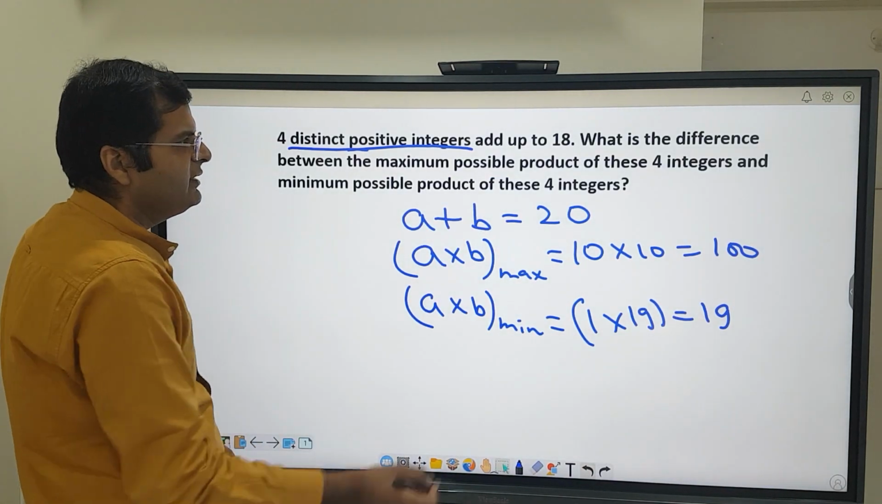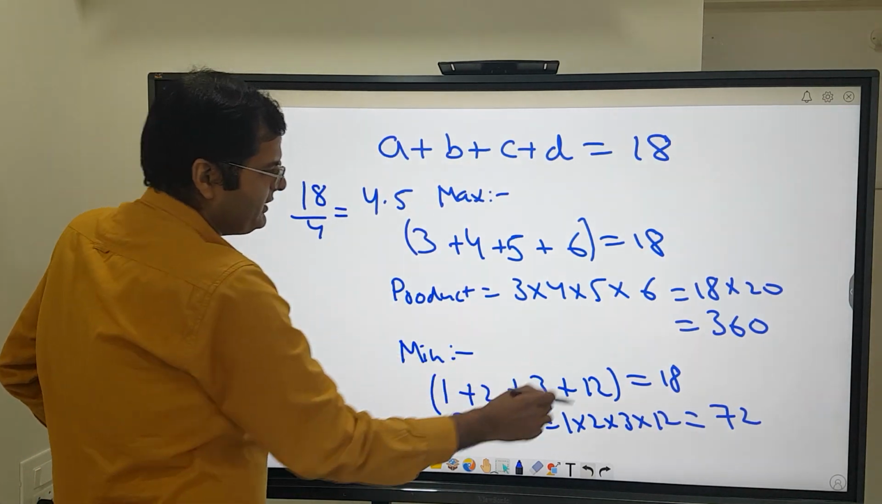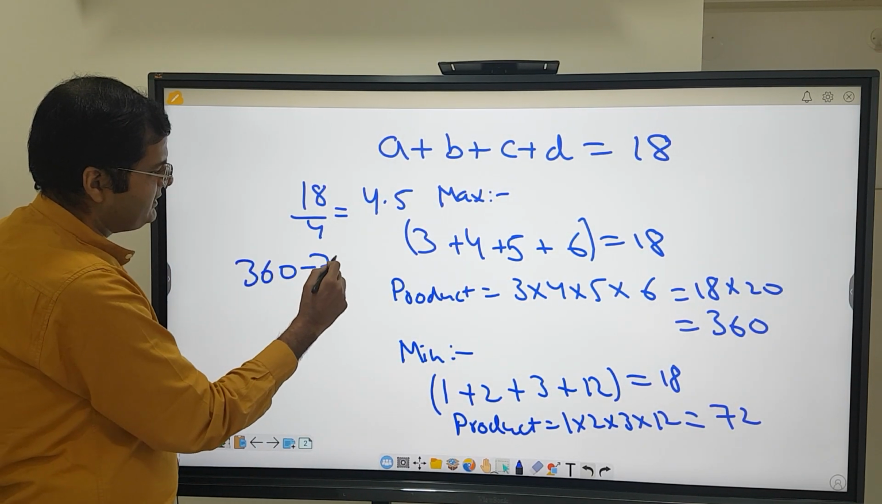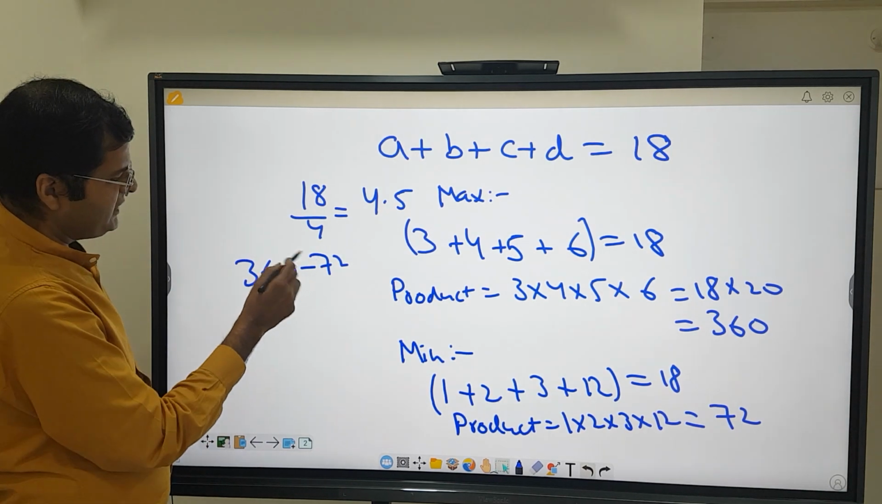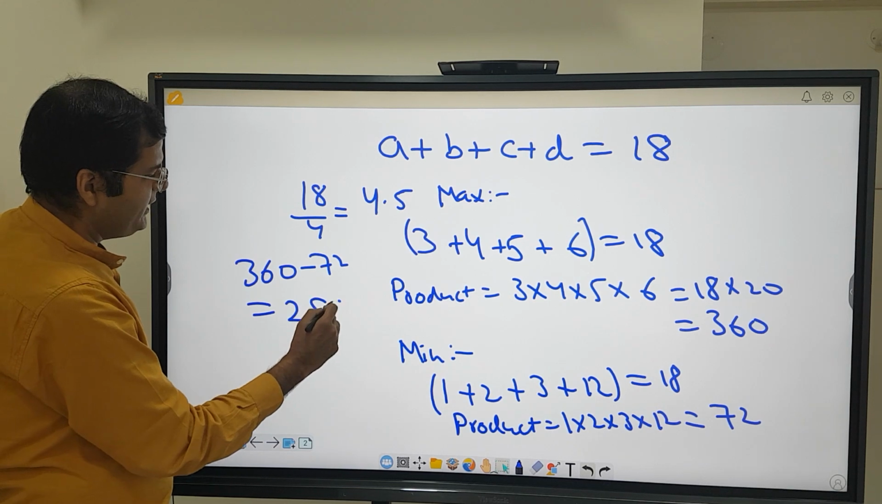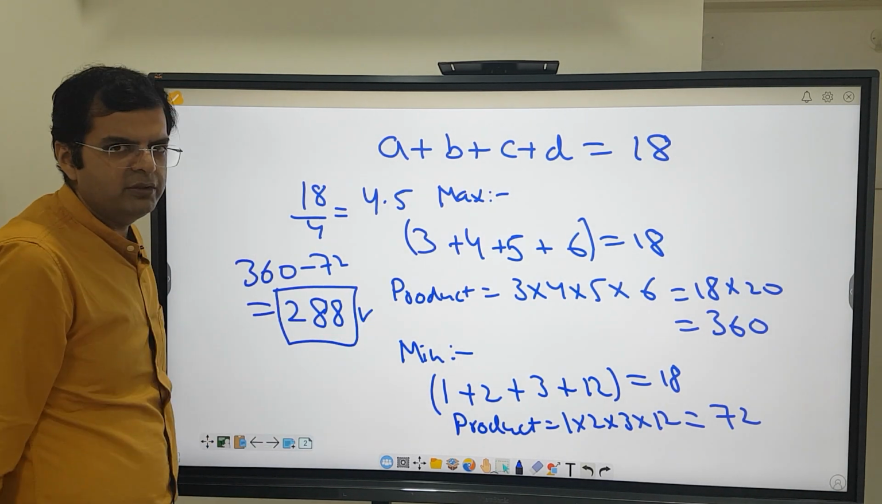What do we have to find? We have to find the difference between the maximum and minimum products. So the maximum product is 360, the minimum is 72. So the difference is 360 minus 72, which is 360 minus 60 is 300, and further minus 12, which is 288. So 288 is the right answer to this question.